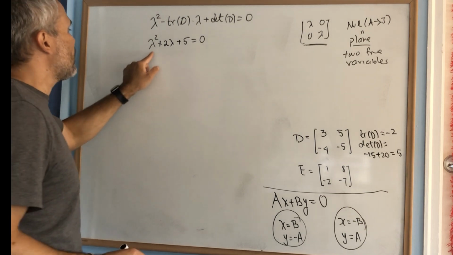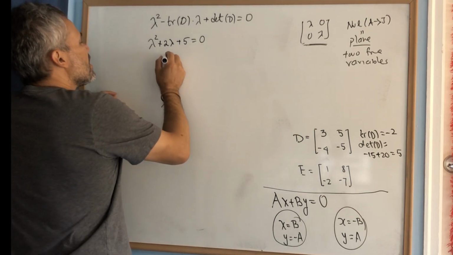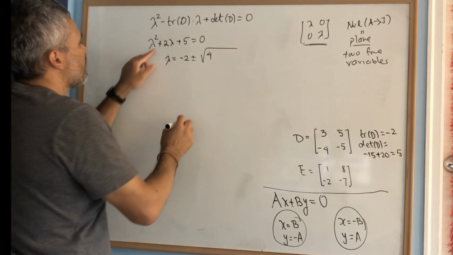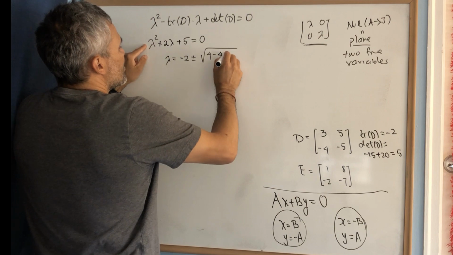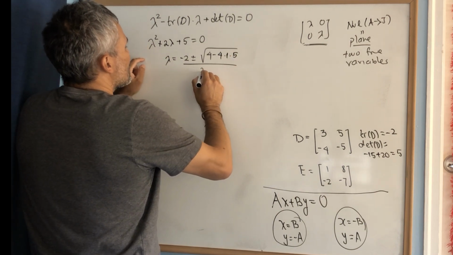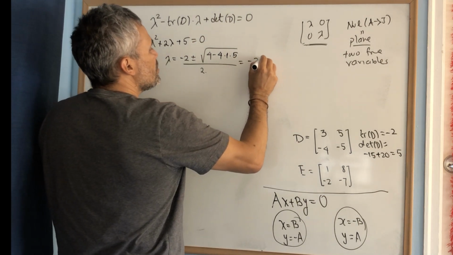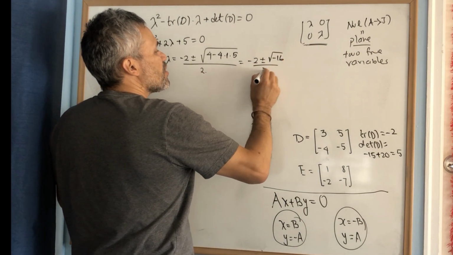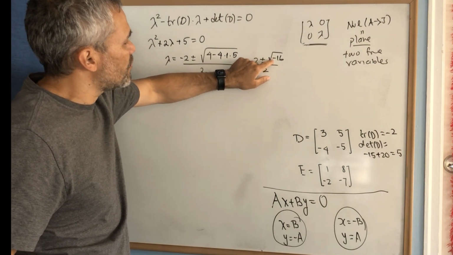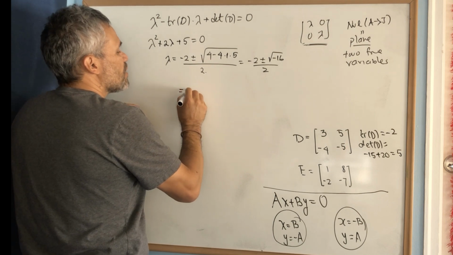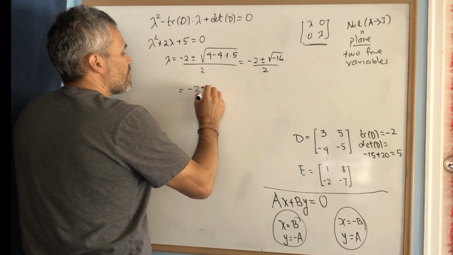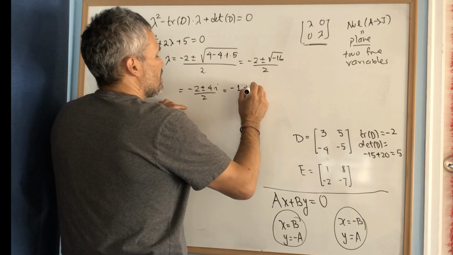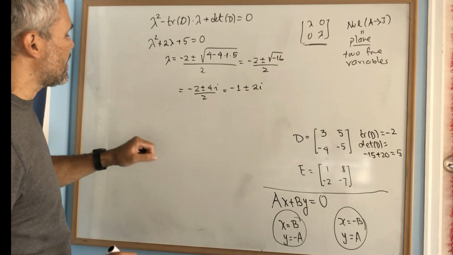This equation, let's see, we cannot factor it. We will have to use the quadratic formula, and then we have that lambda is equal to -2 plus or minus the square root of b squared, which is 4, minus 4 times a times c, over 2. And then this is -2 plus or minus the square root of -16 over 2. That means that we need to use complex numbers. The square root of -16 is plus or minus 4i, so -2 plus or minus 4i over 2. And then the answer is going to be -1 plus or minus 2i.